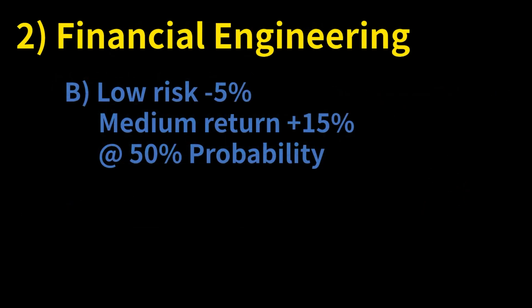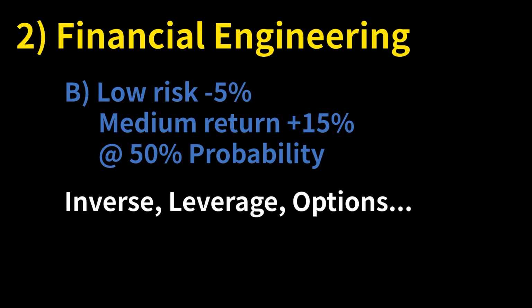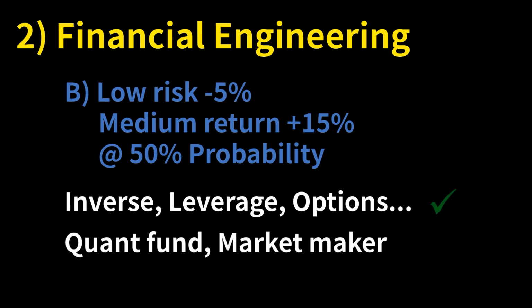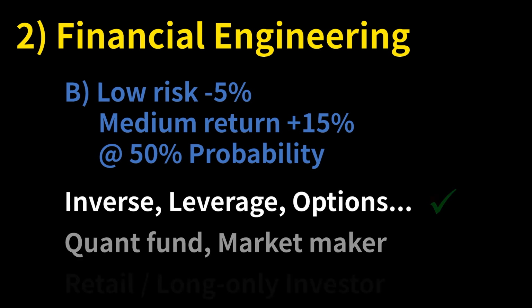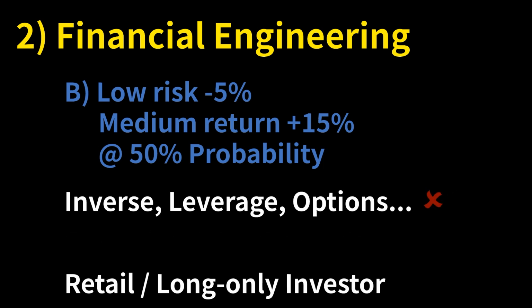However, as they do this over and over again, they end up losing money statistically. The second point is that we can use financial engineering to manage this. Instead of lowering the risk like we did before, we could use financial products like inverse, leverage, or options. And these could be reasonable investment vehicles for quant funds or market makers. But because these products can be expensive and sometimes very complicated, for retail and long-only investors, the method we saw before, which is managing the risk through portfolio management, can be a better, more reasonable option.